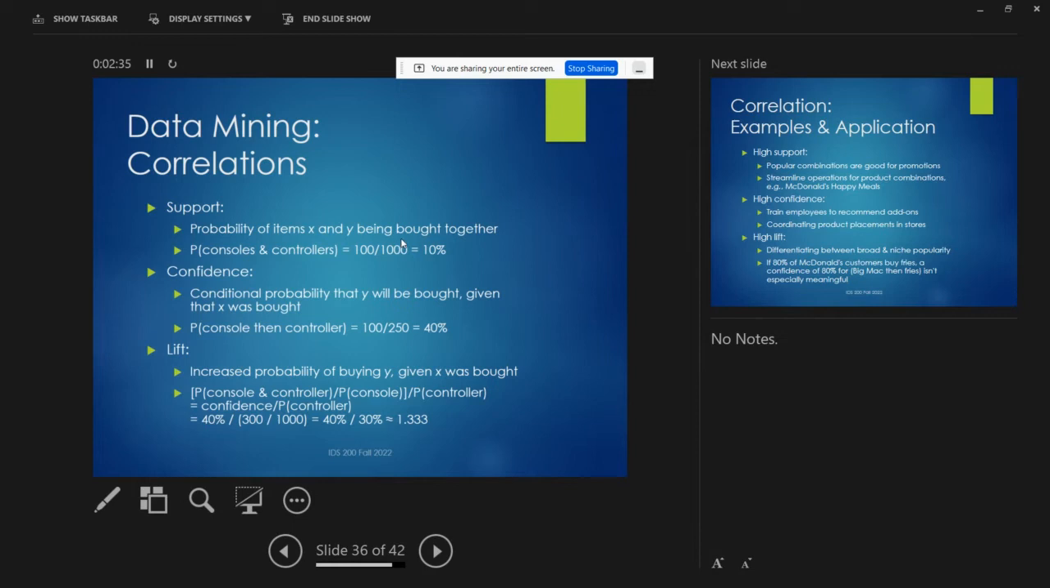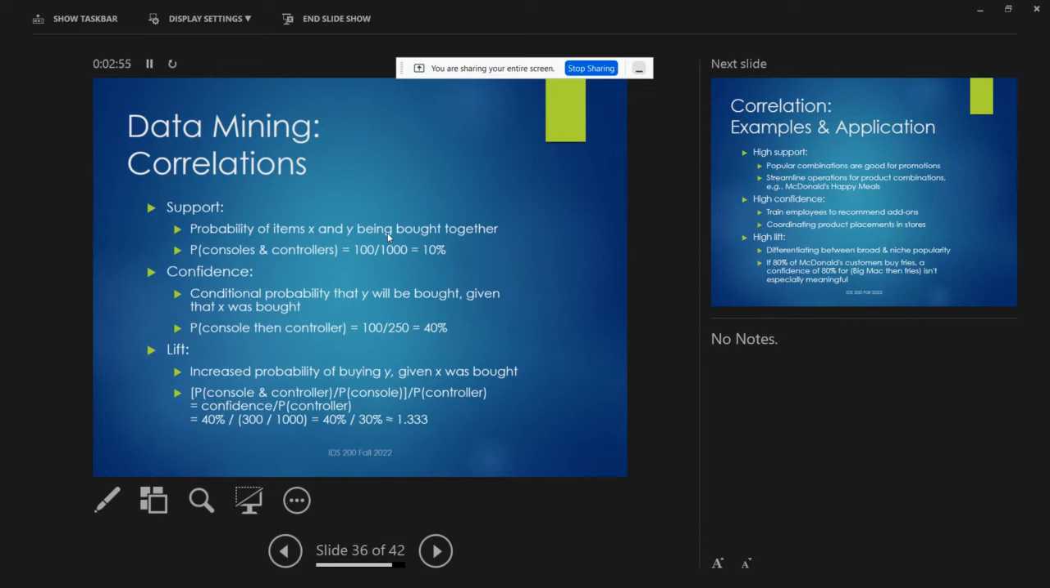The first one is support. Support is simply the probability that two items are bought together, right? So for example, in our chart, the probability of consoles and controllers bought together is 100 over 1,000, or 10%, right? So support indicates how popular this combination is.